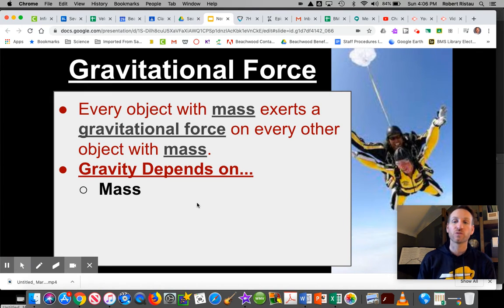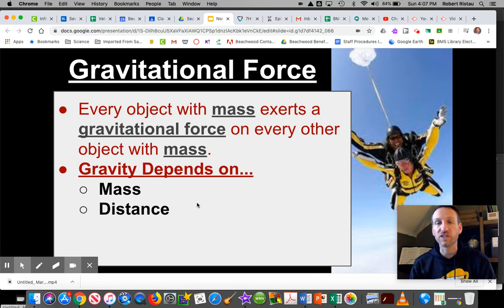So mass is one thing. And then the other variable that affects gravity is the distance between objects. Those were the two things that you worked on in the lab. You did one setup where you were changing the mass of objects, and you saw how that affected the amount of gravity, and then you changed the distance for the second setup, and you saw how that affected the amount of gravity.